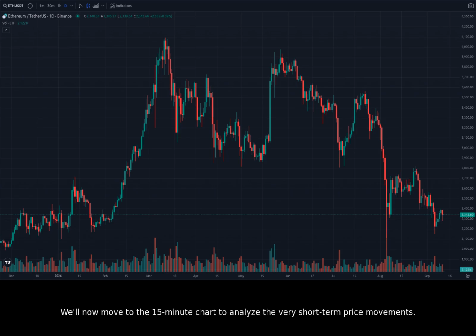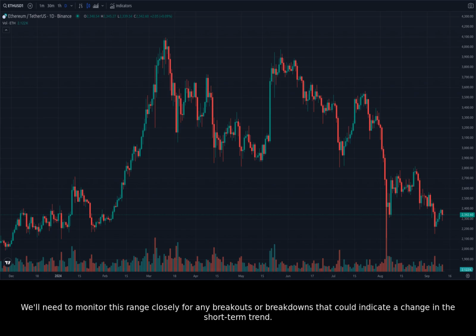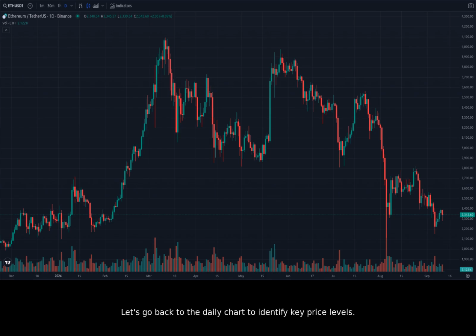We'll now move to the 15-minute chart to analyze the very short-term price movements. The 15-minute chart reveals a volatile price action, with short-term fluctuations that are hard to predict. However, we can see that ETHUSD has been consolidating around the $2,350 mark, with some resistance at $2,360 and support around $2,340. We'll need to monitor this range closely for any breakouts or breakdowns that could indicate a change in the short-term trend. Let's go back to the daily chart to identify key price levels.